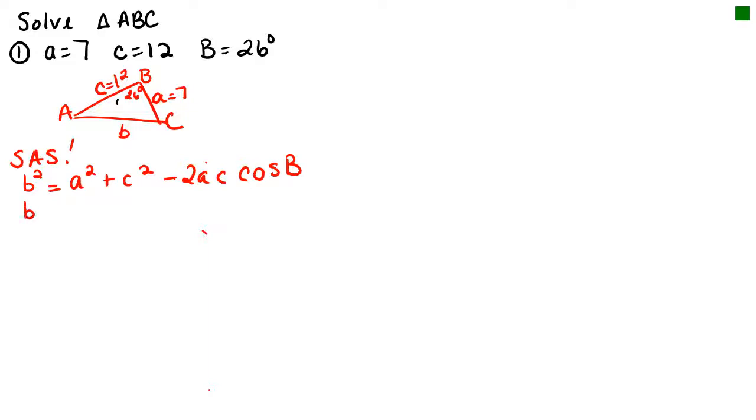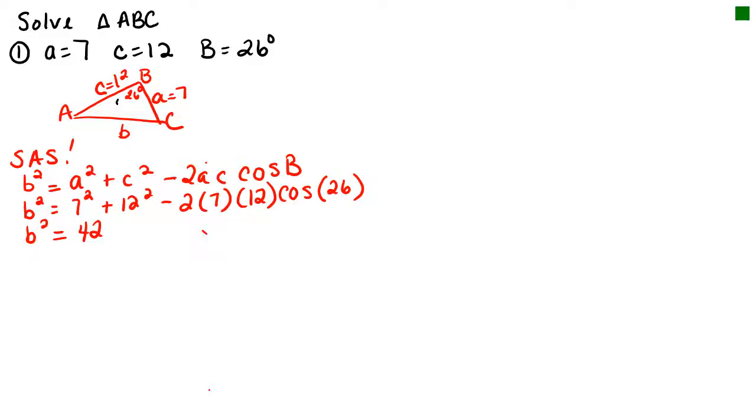All right, so B squared equals 7 squared plus 12 squared minus 2 times 7 times 12, making sure my calculator's in degree mode, cosine of 26 degrees. I type in 7 squared plus 12 squared minus 2 times 7 times 12 times cosine of 26. When I type that in the calculator, I get 42. B squared equals 42, so B equals the square root of 42, which is about 6.5.